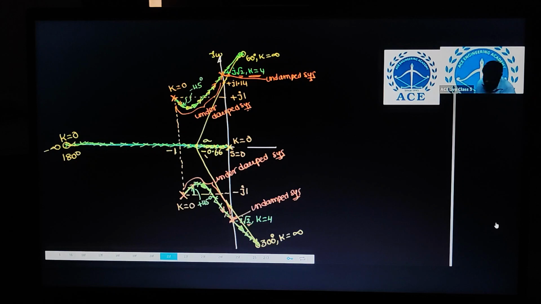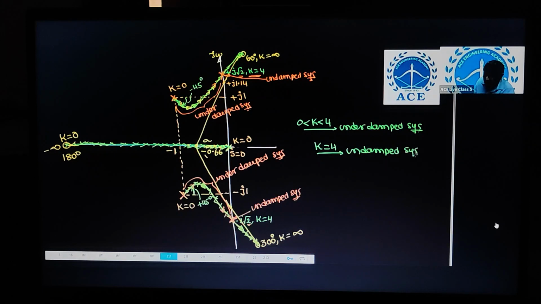Now tell, what is the range of K value for underdamped? 0 to 4, yes or no? Here at 0 the pole is there, so it should not be considered. That's why greater than 0. Greater means it will be left, and this is also left. So K greater than 0 and less than 4, the system is underdamped. K equal to 4, the system becomes undamped.